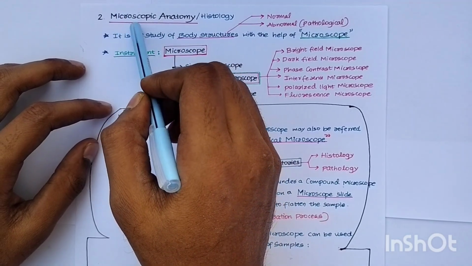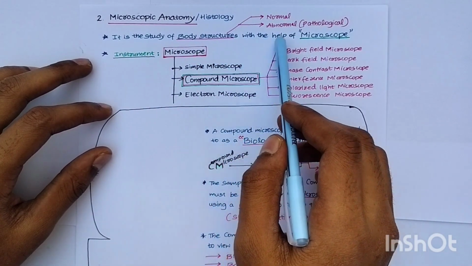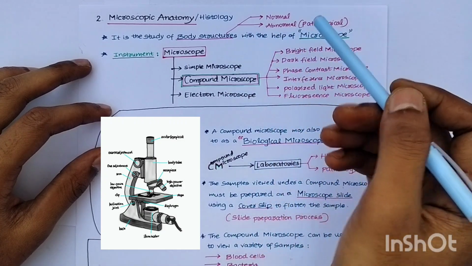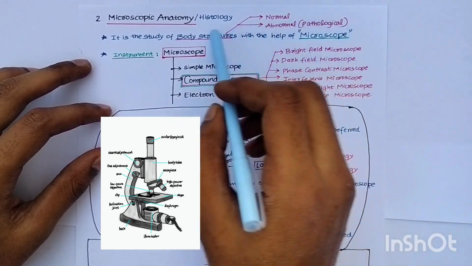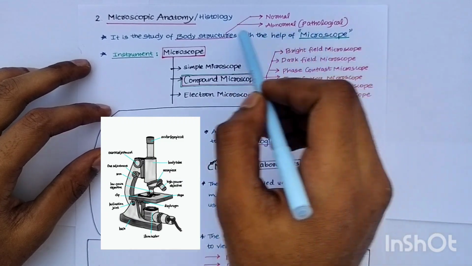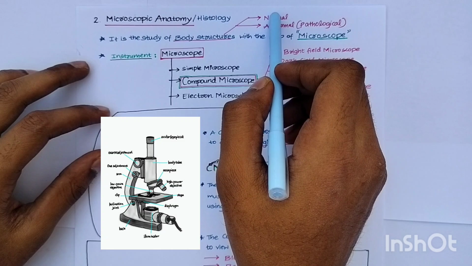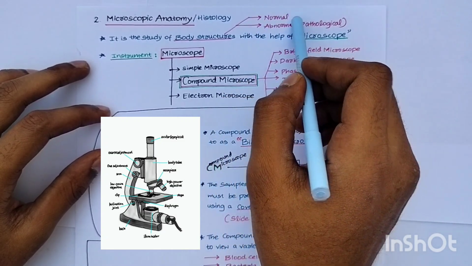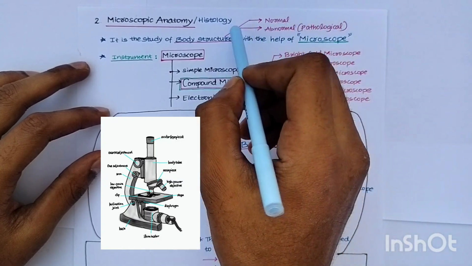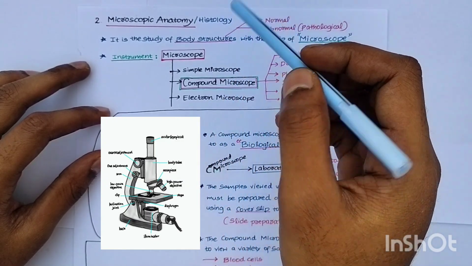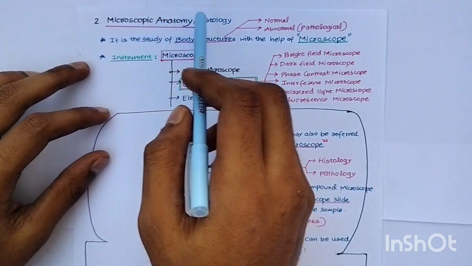If you see, microscopic anatomy is nothing but histology. It is the study of body structures with the help of a microscope. Microscopically we can't see with our naked eye, right? So we will need the help of a microscope. This histology also has normal and abnormal. Normal structures we know, but abnormal things we'll study in the pathological aspect of the tissues, like what had happened that led to the disease. So we'll study that also under the microscope. So this is very much helpful.